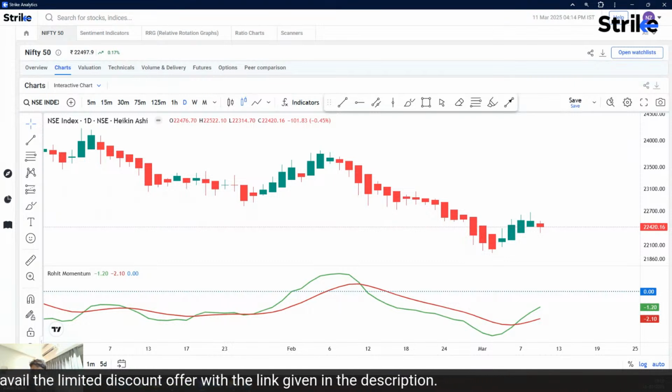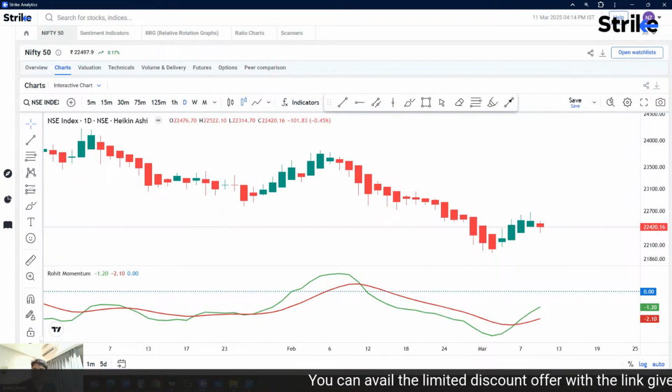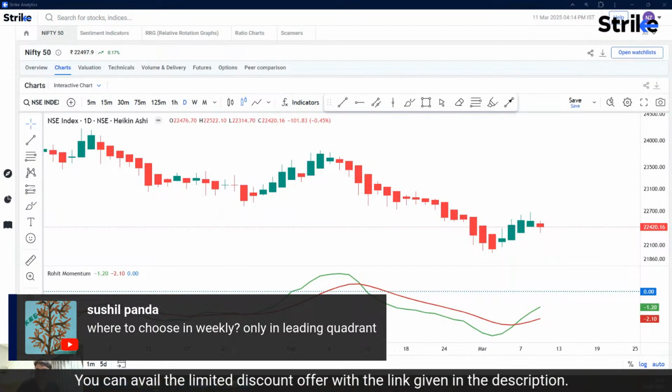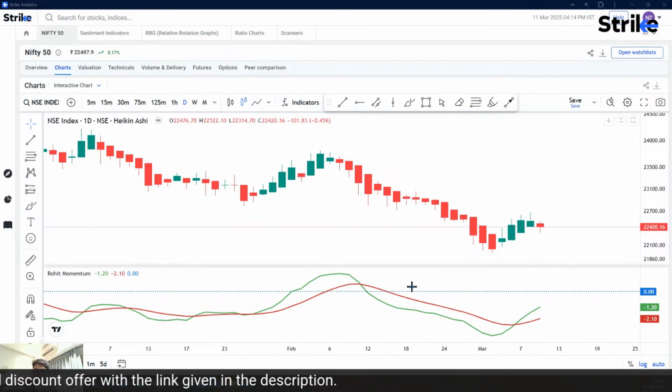Where to choose in weekly? Only in leading quadrant? I did not understand this question, Sushil ji. Where to choose in weekly? Only in leading quadrant? I did not understand this question.